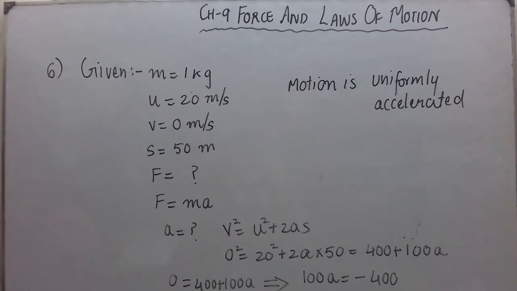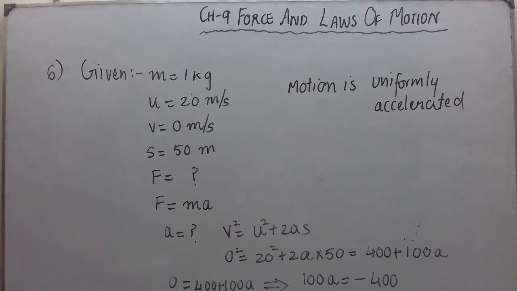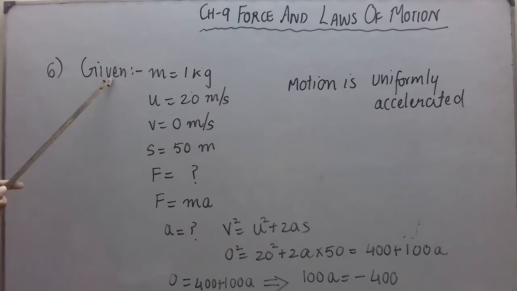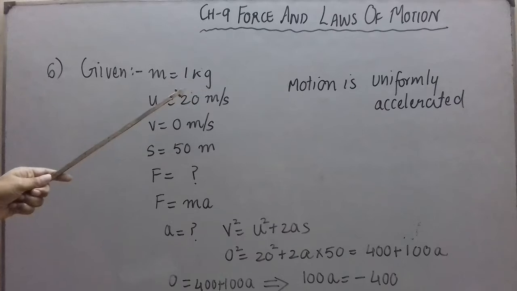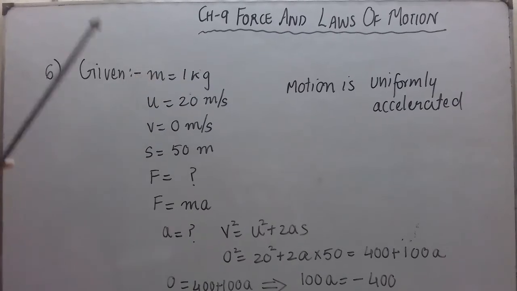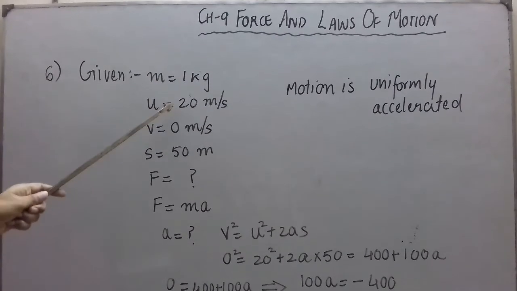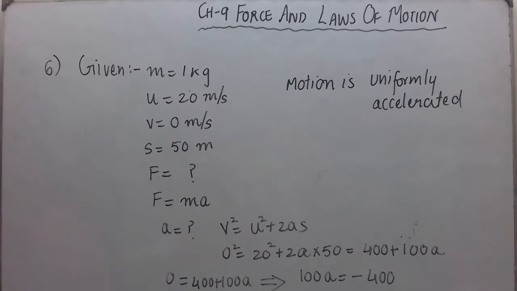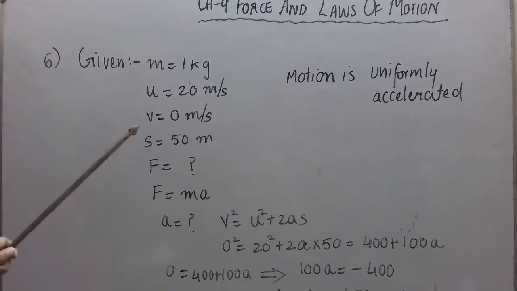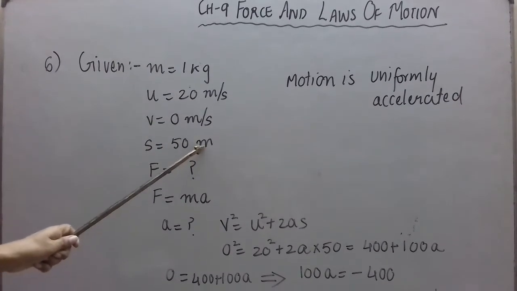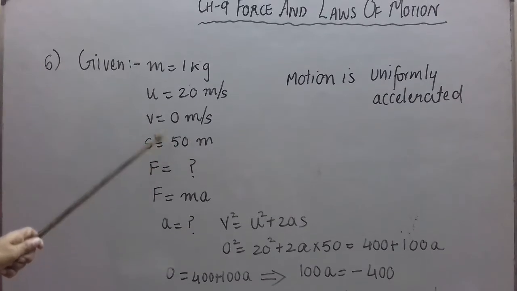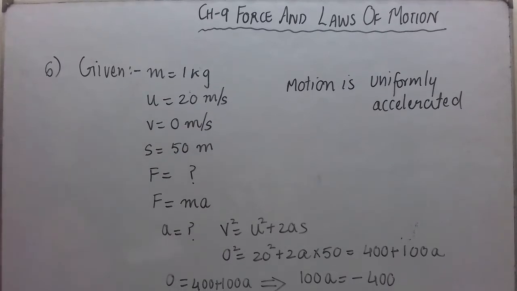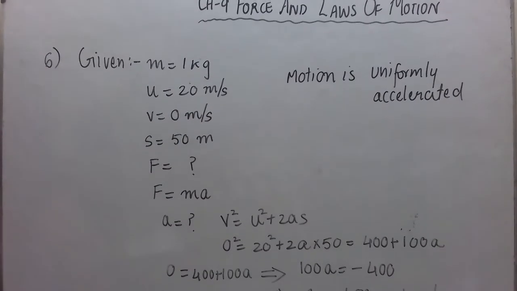So, I'll read it again. A stone of 1 kg is thrown with a velocity of 20 meter per second. So, given mass of the stone m is 1 kg and it is thrown with a velocity of 20 meter per second. So, initial velocity u is 20 meter per second. Then it comes to rest after traveling a distance of 50 meter. So, distance traveled is 50 meter, and as it comes to rest after traveling this distance, v at the end is 0 meter per second.